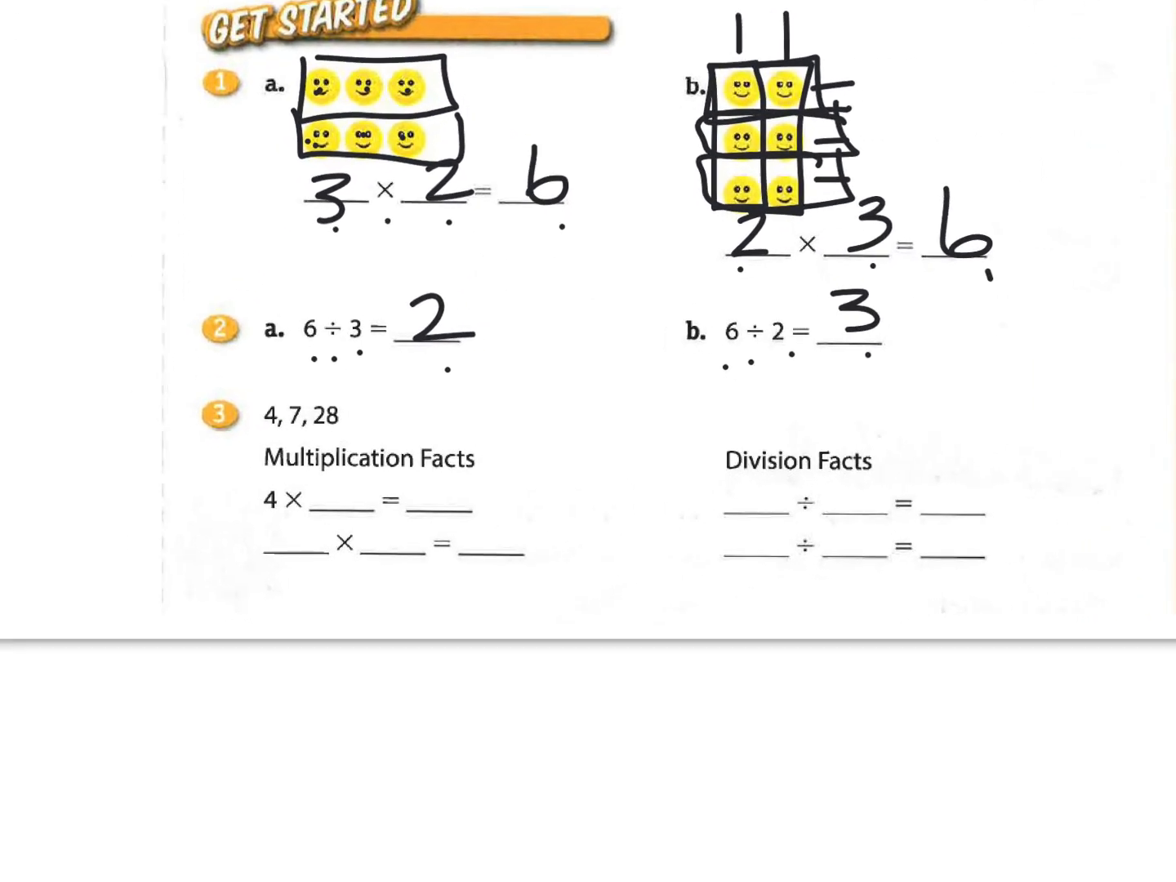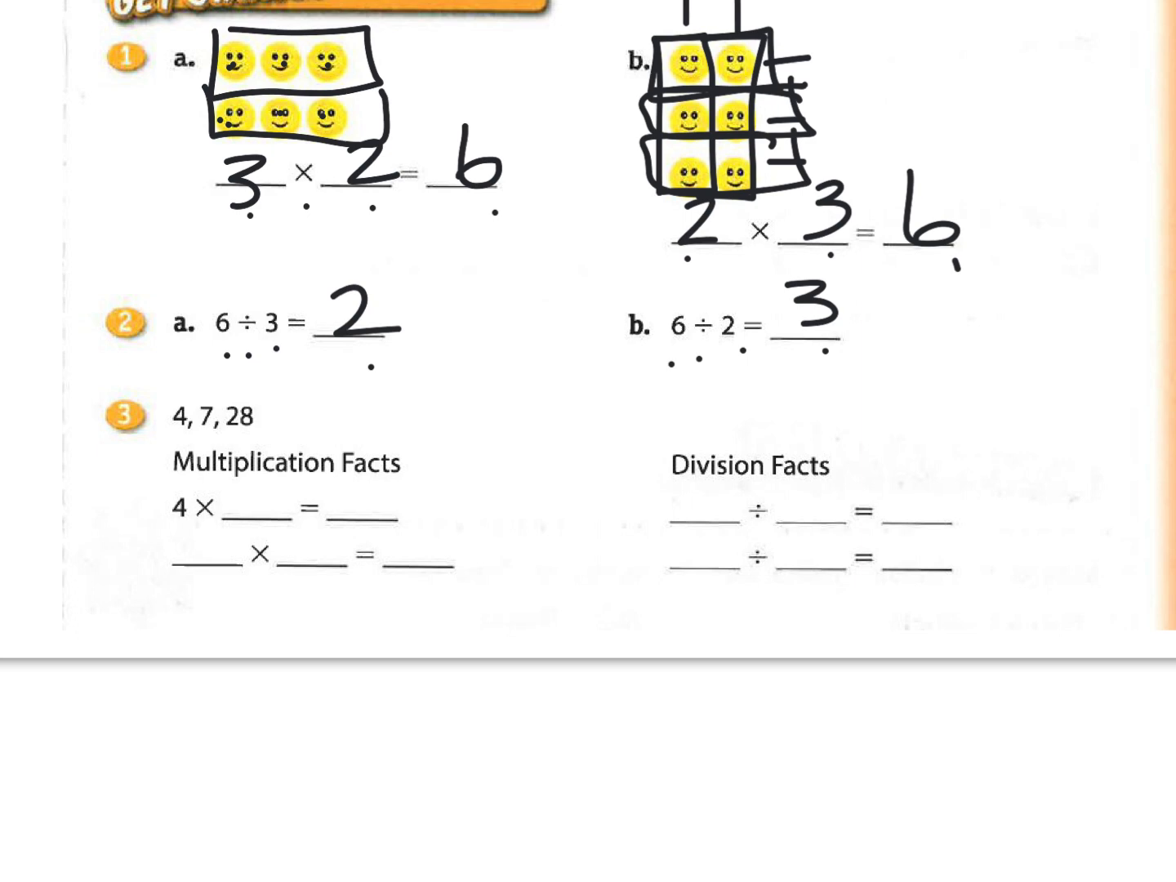So if we look a little closer at 4, 7, and 28, 4 times 7 equals 28. But also we can use the commutative property and do 7 times 4 equals 28. Then you start with the bigger number for the division facts. So 28 divided by 4 is 7. 28 divided by 7 is 4. So if you know one multiplication problem, then you know 1, 2, 3 other problems. So those fact families are important. They will help you remember your multiplication and division facts.